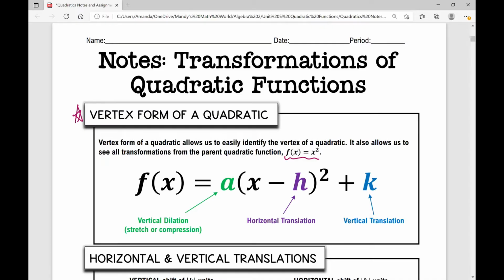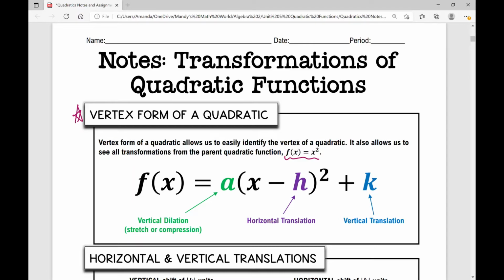So your vertex form is f of x equals a times x minus h squared plus k. And what do each of these letters represent? Well, that a value represents your vertical dilation, which is a stretch or compression, right? So am I making that quadratic narrower, like skinnier, or wider, right?